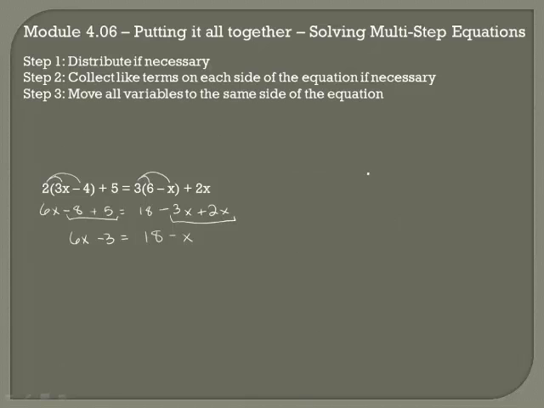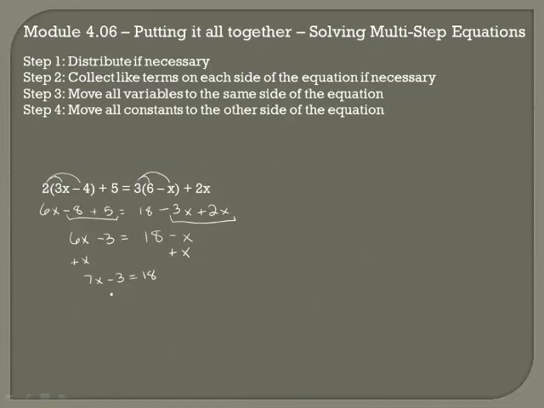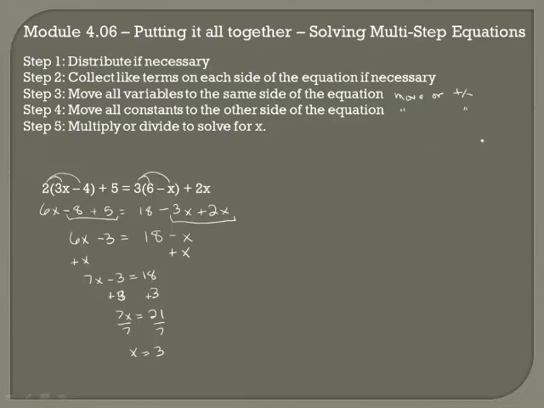Then I move all of the variables to the same side of the equation. So I'm going to add x to both sides, giving me 7x minus 3 is equal to 18. Then I move all the constants, so I'm going to add 3 to both sides, giving me 7x is equal to 21. Then I'll multiply or divide to solve for x. Now when I move the variables, I can either move or add and subtract. That's the same with the constants. I can either move them or add and subtract.